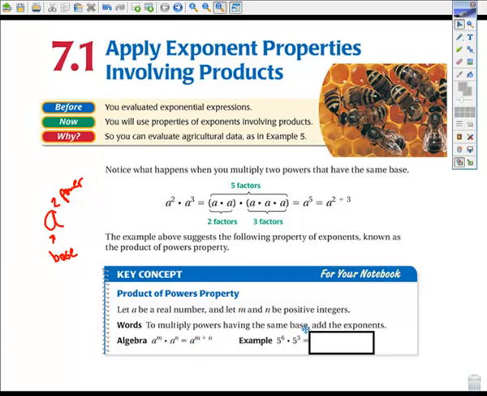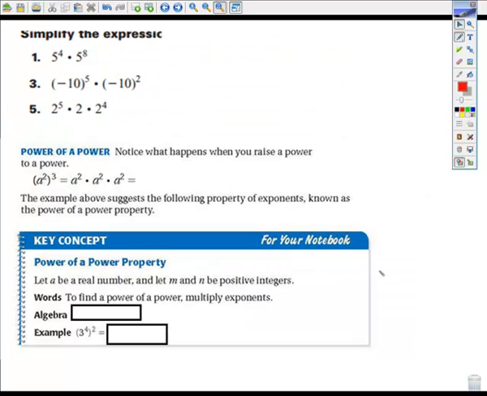And for 5 to the 6 times 5 to the 3, we have the same base of 5. The exponents are 6 and 3, so you're going to add those, and you get 5 to the 9th. I'm not going to make you show the addition because I think that you're capable of doing that. So let's go look at these examples.